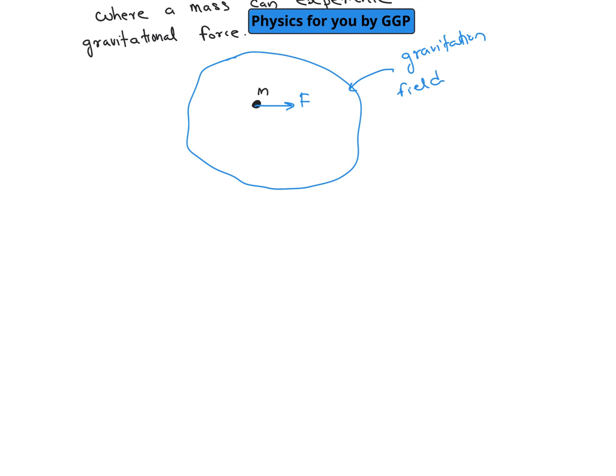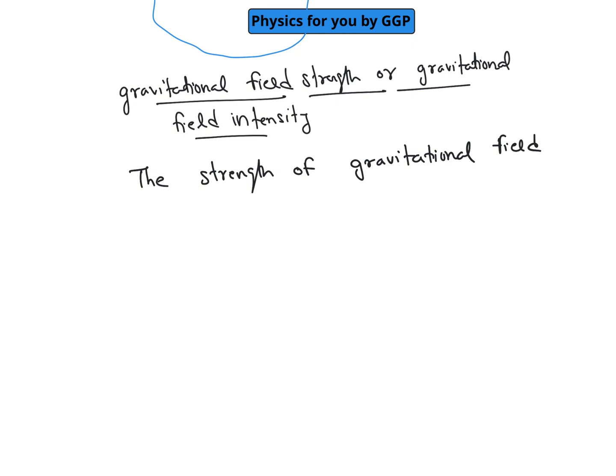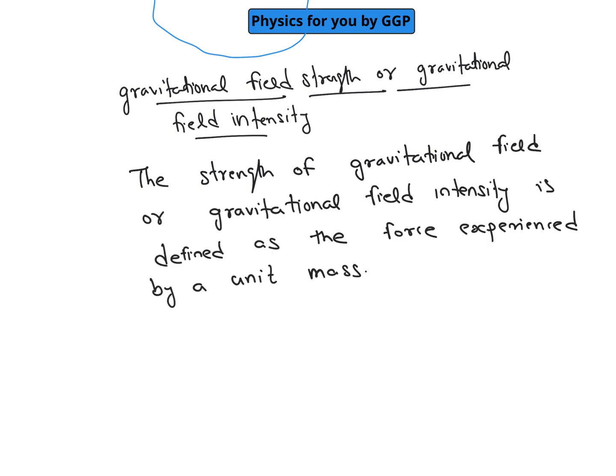Now if some gravitational field exists, we are going to find out the magnitude as well as the direction of this gravitational field. The magnitude of gravitational field is generally represented by gravitational field strength, or it is also known as the intensity of gravitational field. So the strength of gravitational field, or gravitational field intensity, is defined as the force experienced by a unit mass.